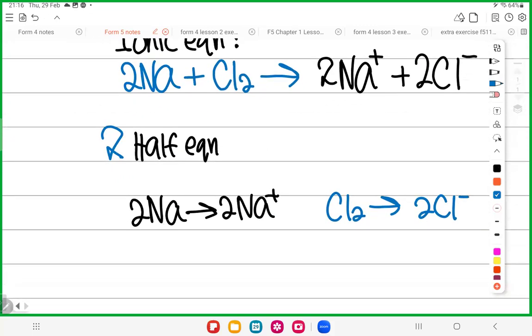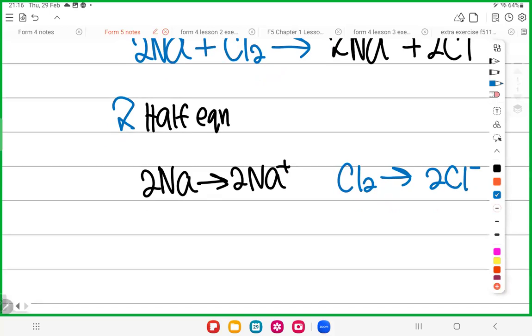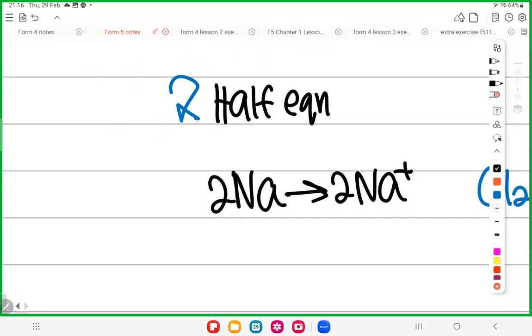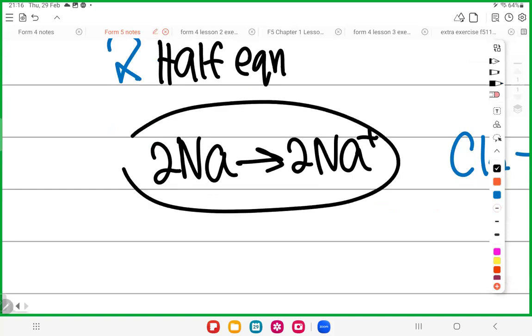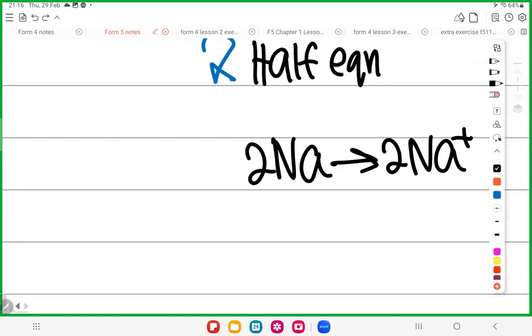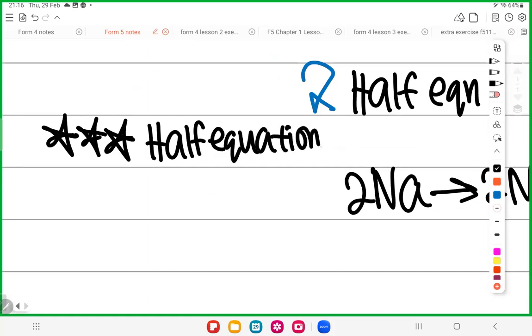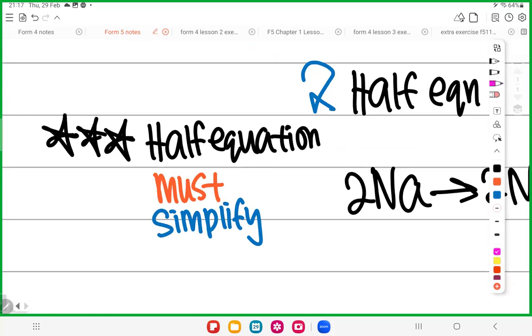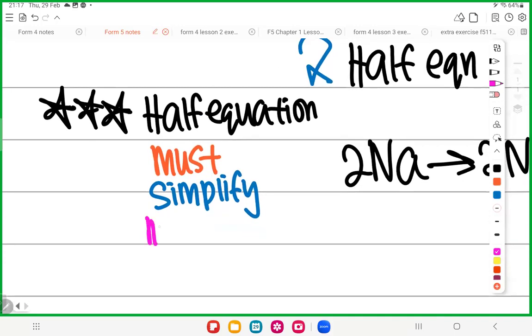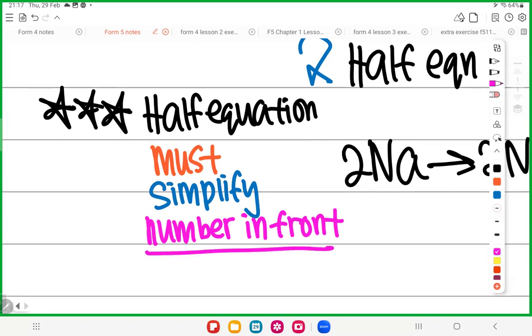All right, so now what we need to do in this case. Listen carefully, I want everyone to pay attention. When you have a half equation, I want you all to know this: you must simplify. You must simplify the number in front. So when you have a half equation, the number in front must be simplified.